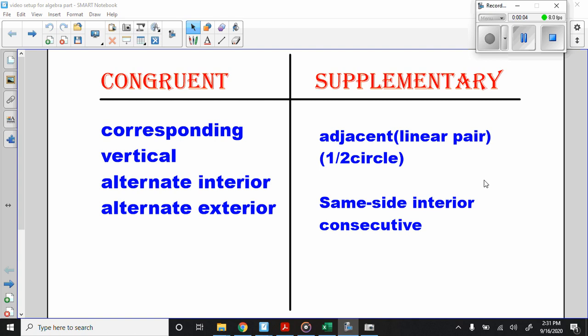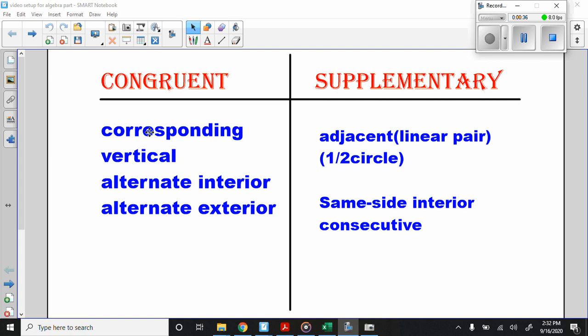Here's a video of using the relationship between these special angles and applying that to find variables. So what we've got to do is know when to set the expressions equal, and that would be these four relationships, and when to set the expressions supplementary, that would be these two relationships.